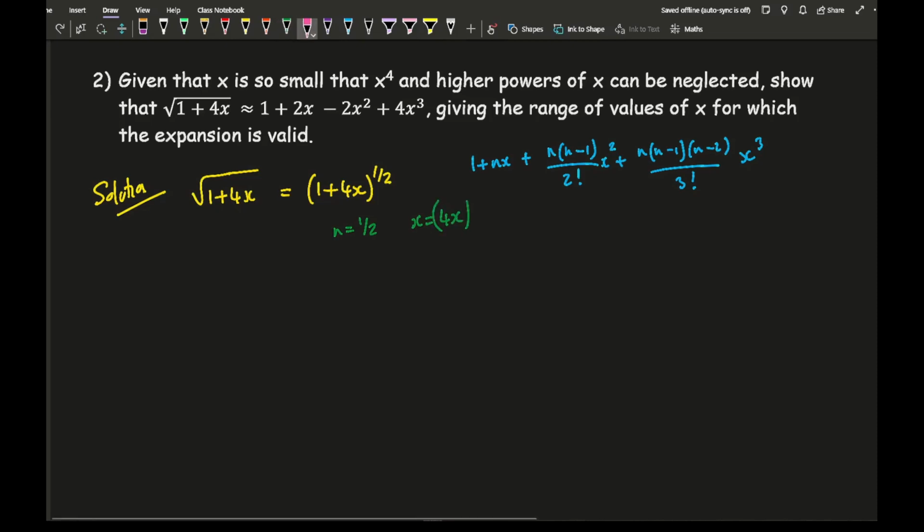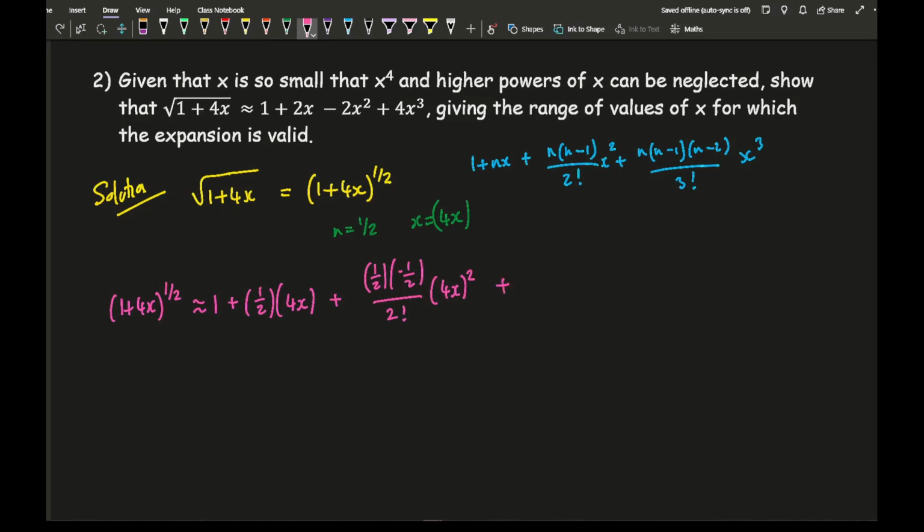So substituting everything into the formula, I get that 1 plus 4x to the power of a half is approximately 1 plus a half times 4x, plus a half times minus a half over 2 factorial times 4x squared, plus a half times minus a half times minus 3 over 2, over 3 factorial, times 4x cubed. Now from this, we can go on to simplify all of this.